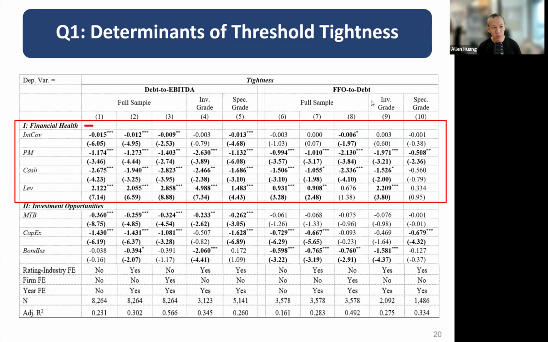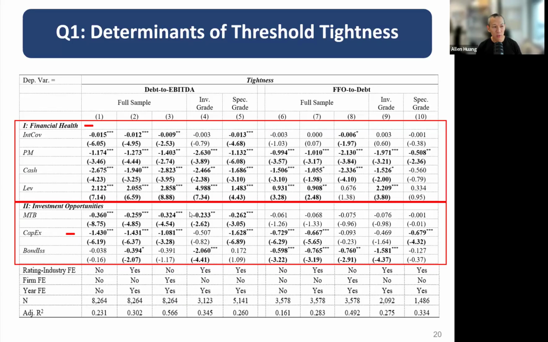For investment opportunities, we look at capex, whether they are issuing bonds, and their market-to-book ratio. When they have a higher market-to-book ratio and higher capex, they have more investment opportunities. We also find results largely consistent with our predictions: for firms with high investment opportunities, or at least that the market believes have them, they also have looser thresholds.